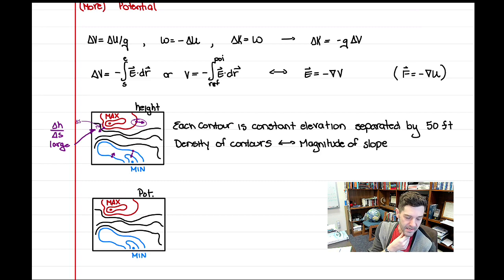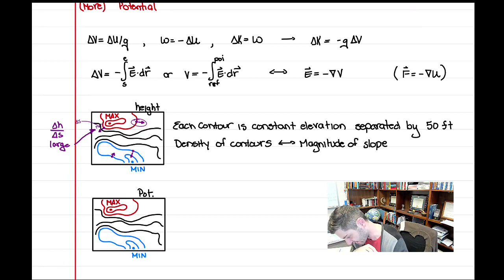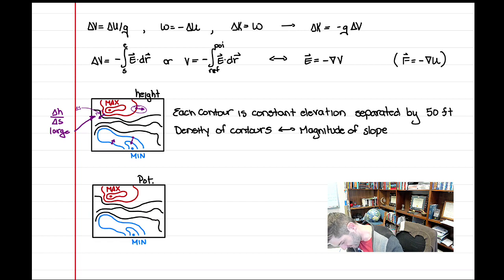And these arrows are particularly pointing from high to low, as I go down. So I guess moving perpendicular to contours gets you high to low the fastest.